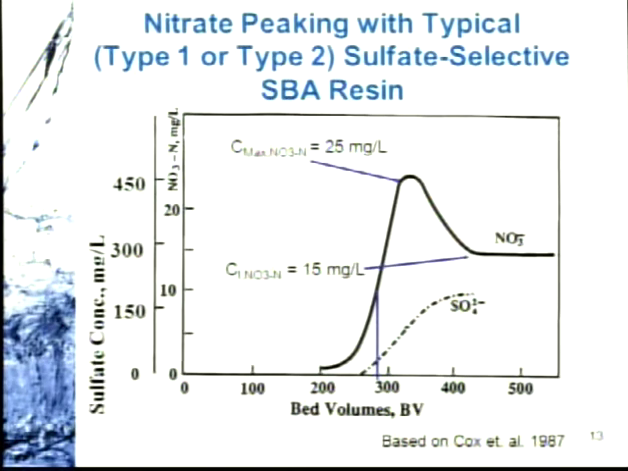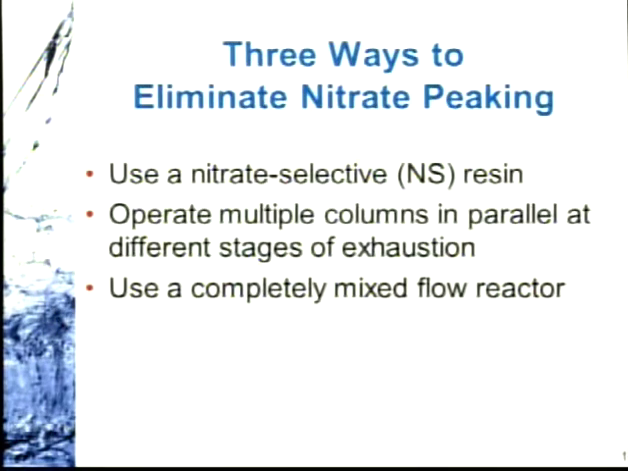Now, these are all things that can be designed around. There's really 3 ways to eliminate nitrate peaking. One is use a nitrate selective resin. And these are resins that have different functionalized groups that influence the selectivity sequence that makes sulfate more preferred or nitrate more preferred than sulfate. It makes the process a bit more difficult to regenerate because the resin does a better job of holding onto the nitrate. It doesn't want to release it as much, and so there's some impacts there.